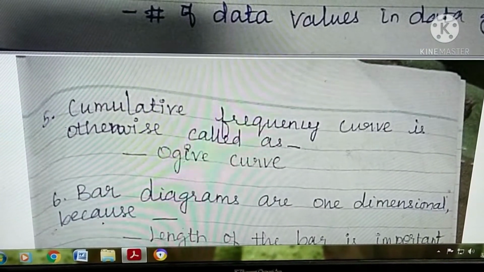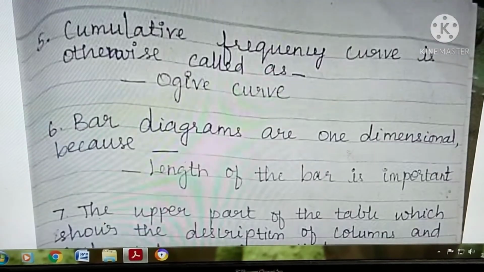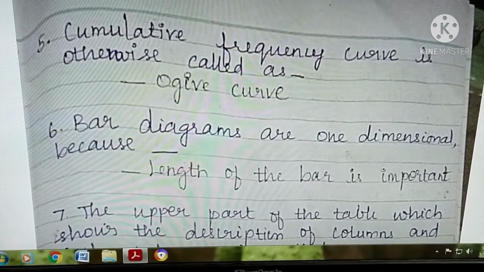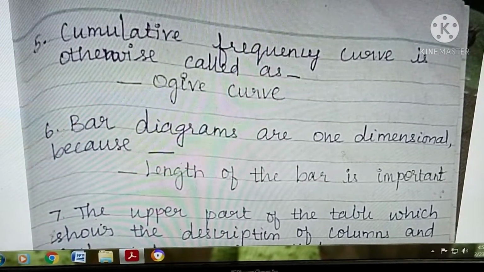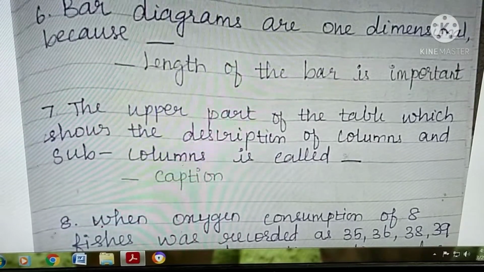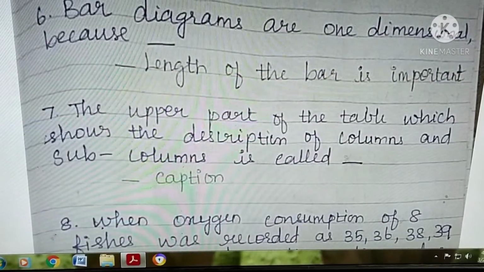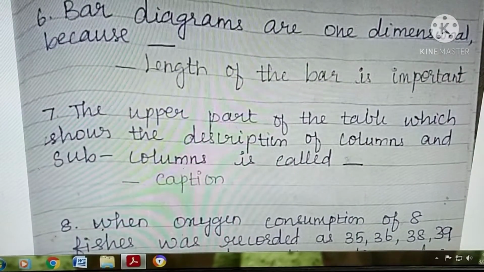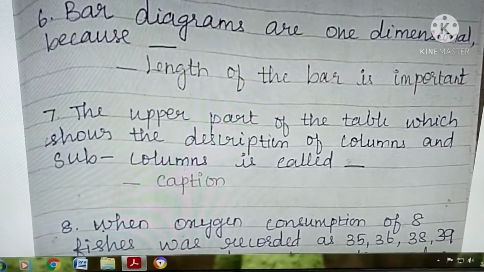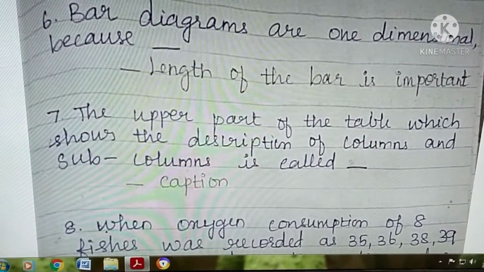Cumulative frequency curve is otherwise called as Ogive curve. Next question. Bar diagrams are one-dimensional because length of the bar is very important. The upper part of the table, which shows the description of the columns and subcolumns, is called a caption. This question came in the PG TRB Tamil Nadu question paper.